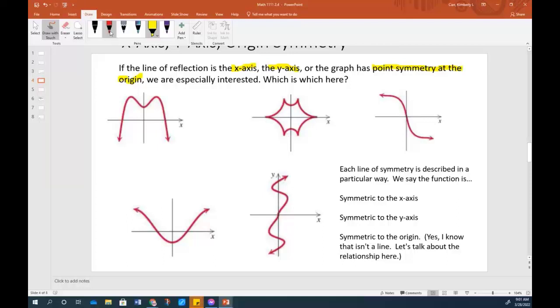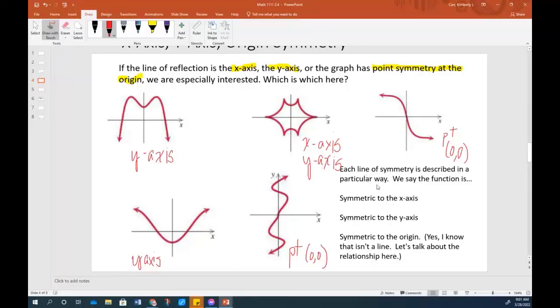So which is it each one of these has? Now I drew the lines before, but this one was a vertical line and that line is the y-axis. So this one has y-axis symmetry. This one had both x-axis because I could fold it horizontally, and y-axis because I can fold it vertically. This one had the point symmetry at the origin. This one on the bottom left here, this one had y-axis symmetry. And again, this one had point symmetry at the origin.